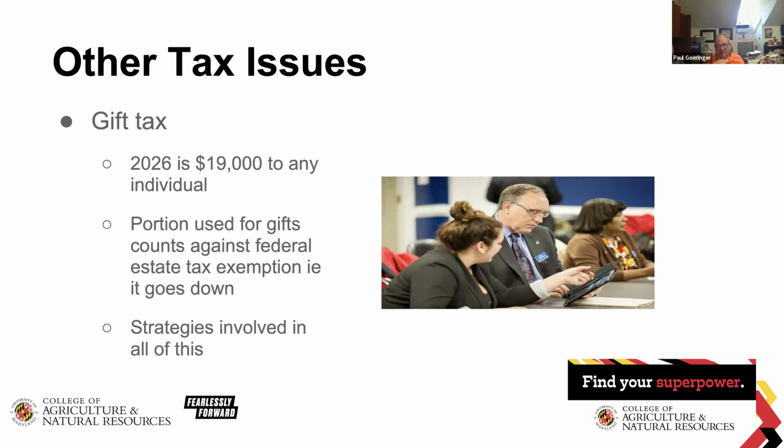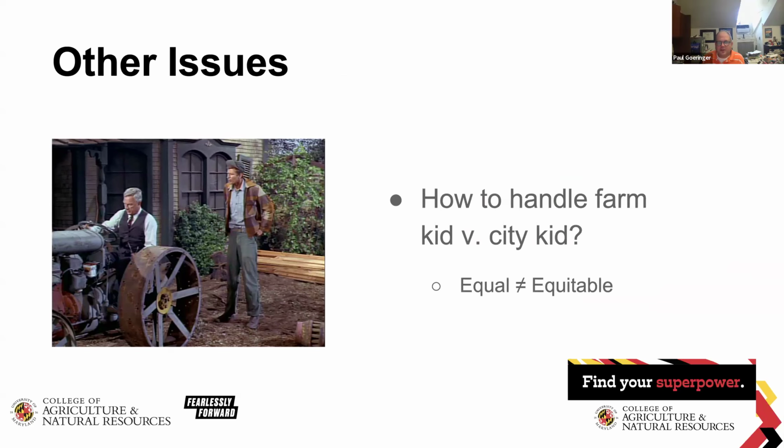What's the biggest issue we run into in all of this? What happens if we have a farm kid and a city kid? A kid who stayed on the farm, worked on it, helped it grow. The one thing we always have to point out is if we're looking at them together, we probably don't want to treat them equally. That's not going to be equitable to the one that stayed on the farm. We really have to start thinking about what's going to be equitable in this situation and not so much equal.